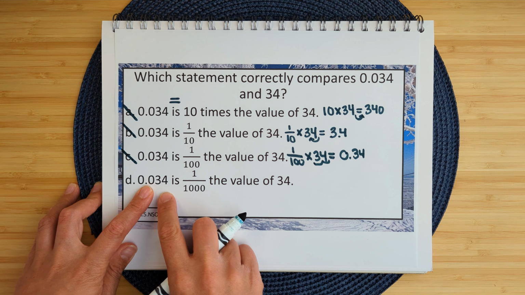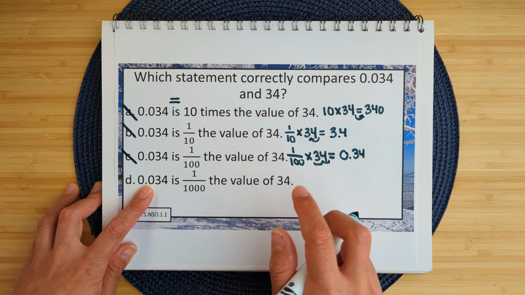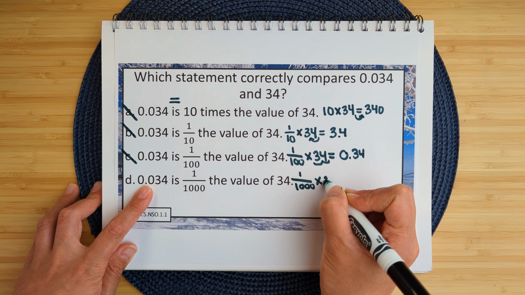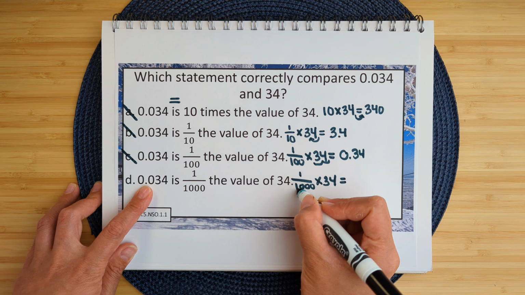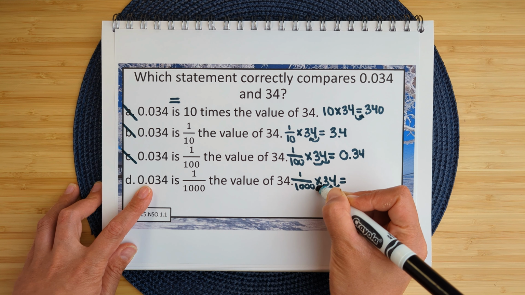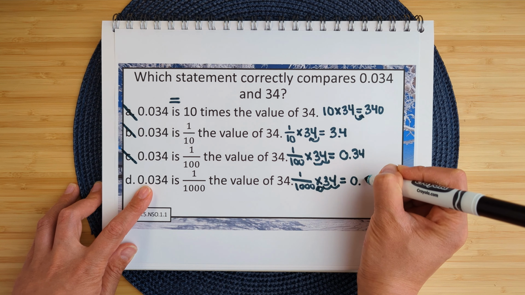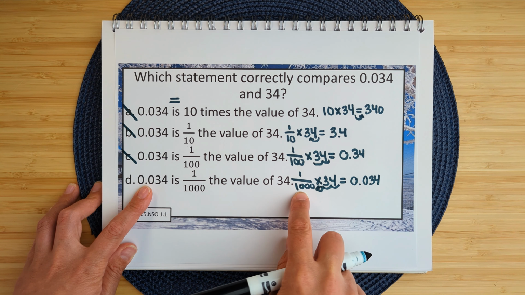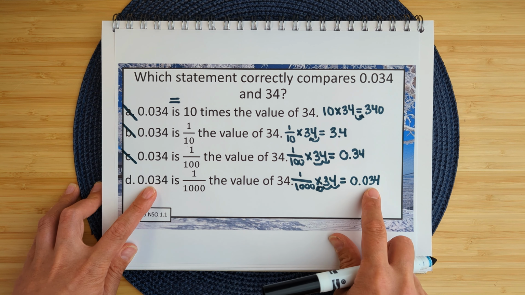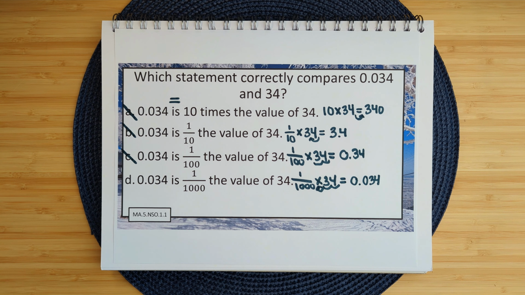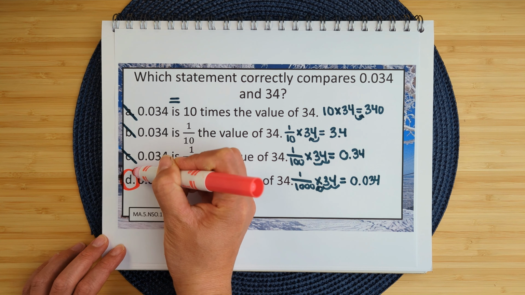D, 34 thousandths is 1,000th the value of 34. This I'm going to multiply 34 by 1,000th. And this time you're moving the decimal place 3 times over, 1, 2, 3 to the left because it's 1/10, 1/10, 1/10, which is equal to 1,000th. And those two decimals are equal. So D was the correct answer.